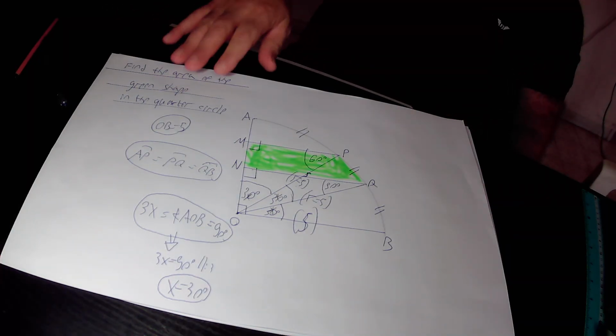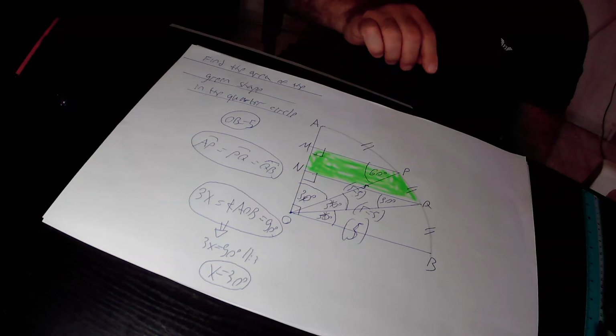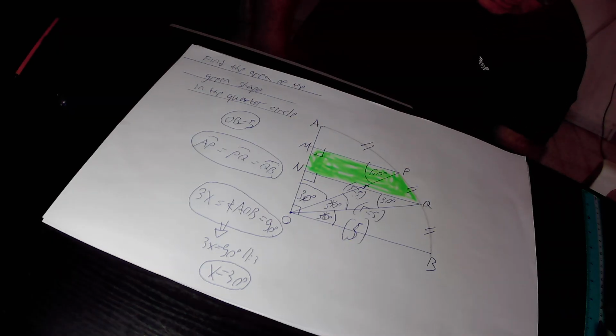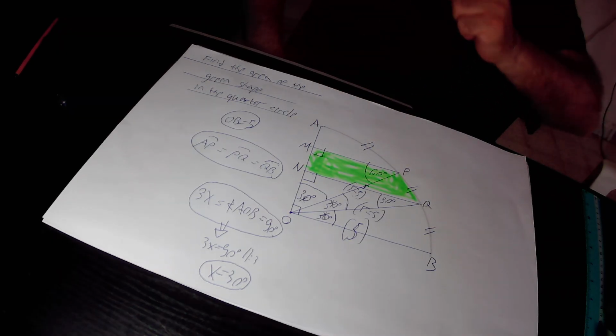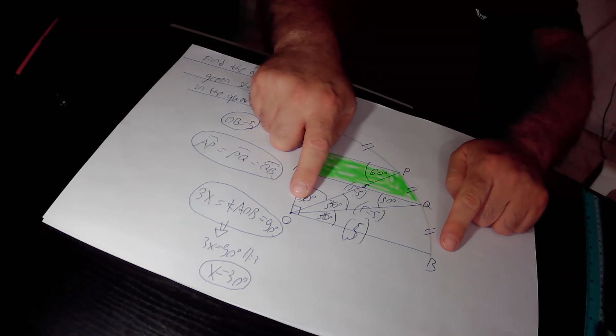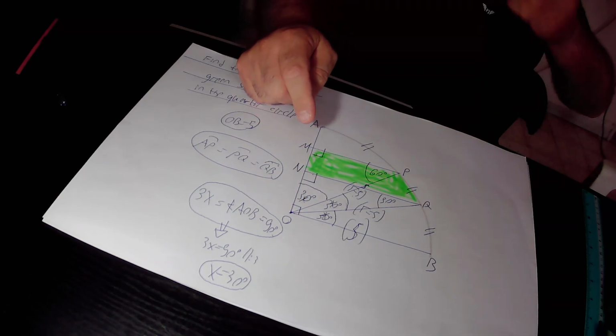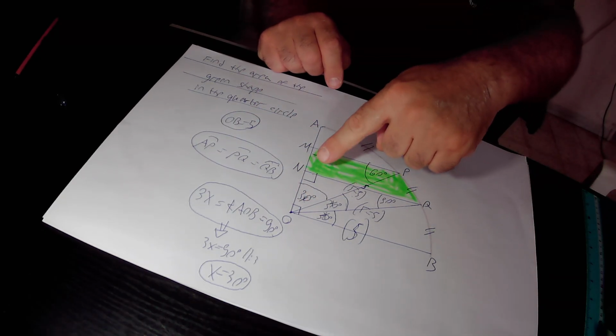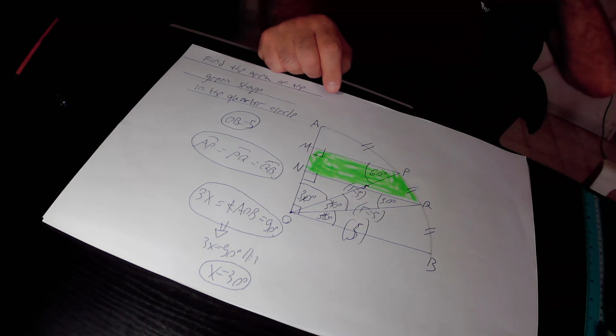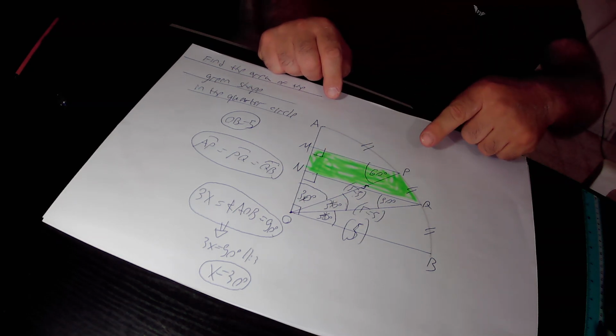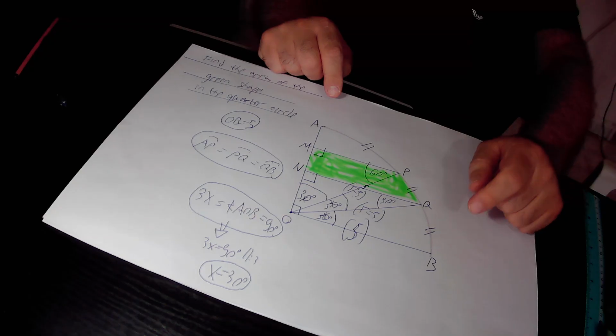Our mission in the second question is to find the area of this green shape. In the drawing, we have quarter circle AOB. OB equals 5, therefore the radius of this quarter circle equals 5 units in length. In addition, we know that those three angles are all right angles, and we also know that arc AP equals arc PQ equals arc QB.